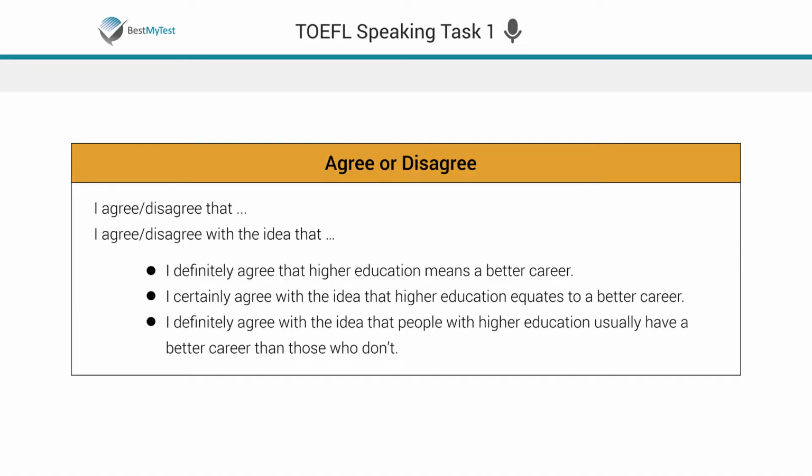Okay, let's get started with an agree or disagree question style. At the top there, we've got 2 sentence patterns. The first is I agree that, or I disagree that. And the second is, I agree with the idea that, or I disagree with the idea that.